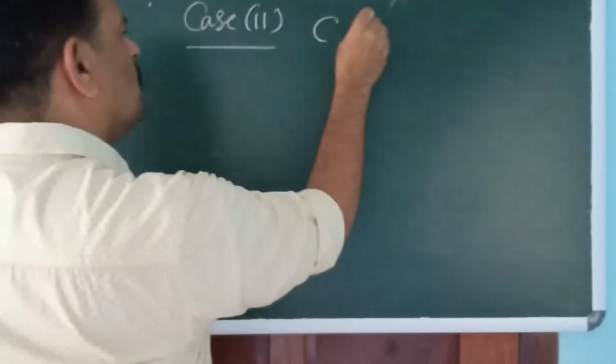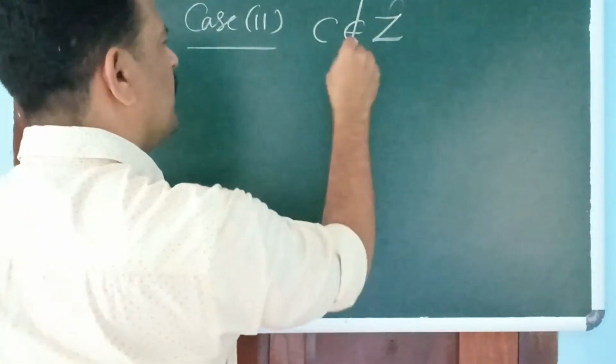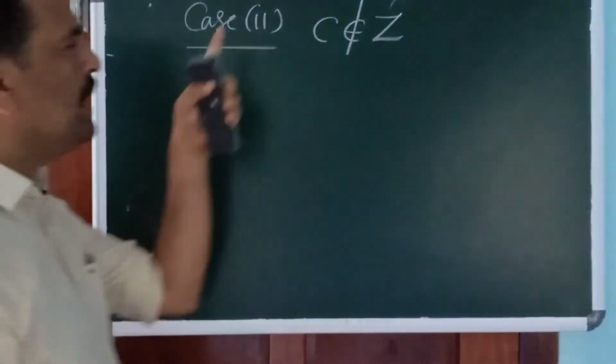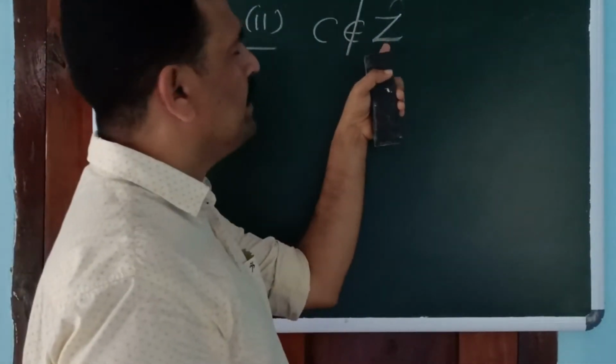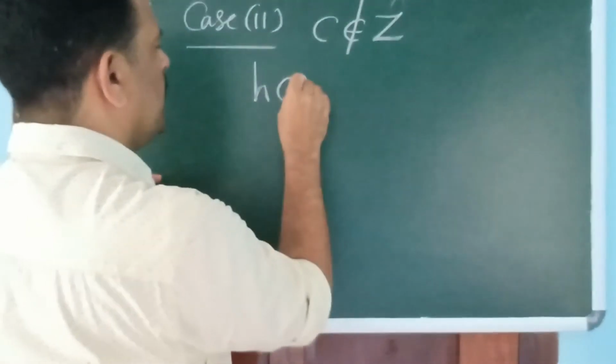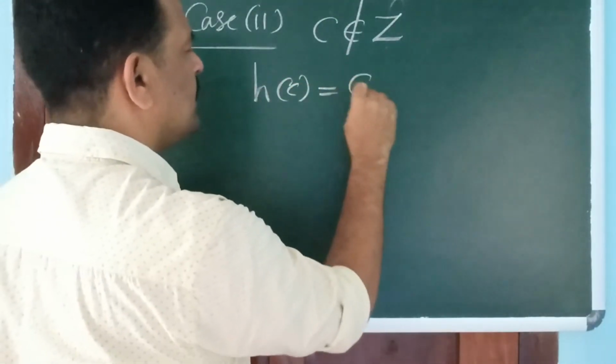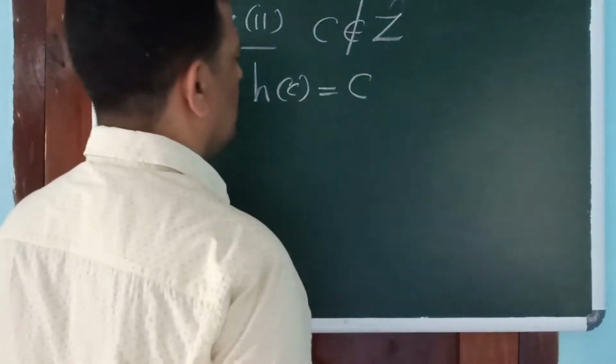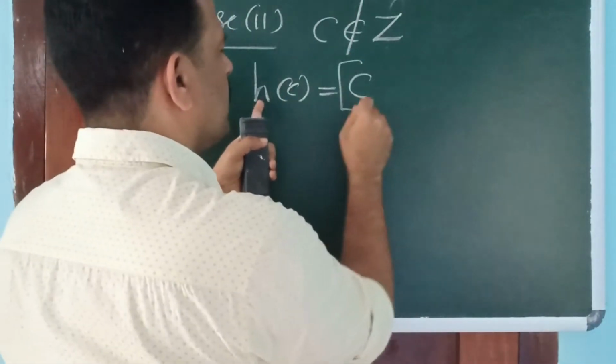Now we can take case 2. Case 2 means c is not belonging to z. That means c can be any real number other than integers. Now if you find h of c, we get it is greatest integer function c.